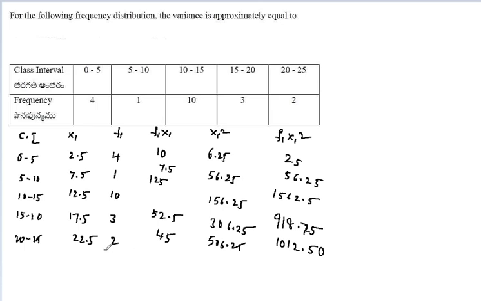Sigma fi. Sigma fi is 4 plus 1, 5 plus 10, this is 20. So n is equal to 20. And sigma fi xi is equal to, add all these, this value is 240, and sigma fi xi square is equal to 3575.